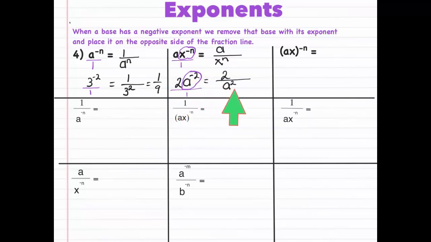Okay, great. So, let's look at the third example. A times x in brackets to the power of negative n. Well, this is an interesting one because everything in these brackets belongs to that negative exponent.